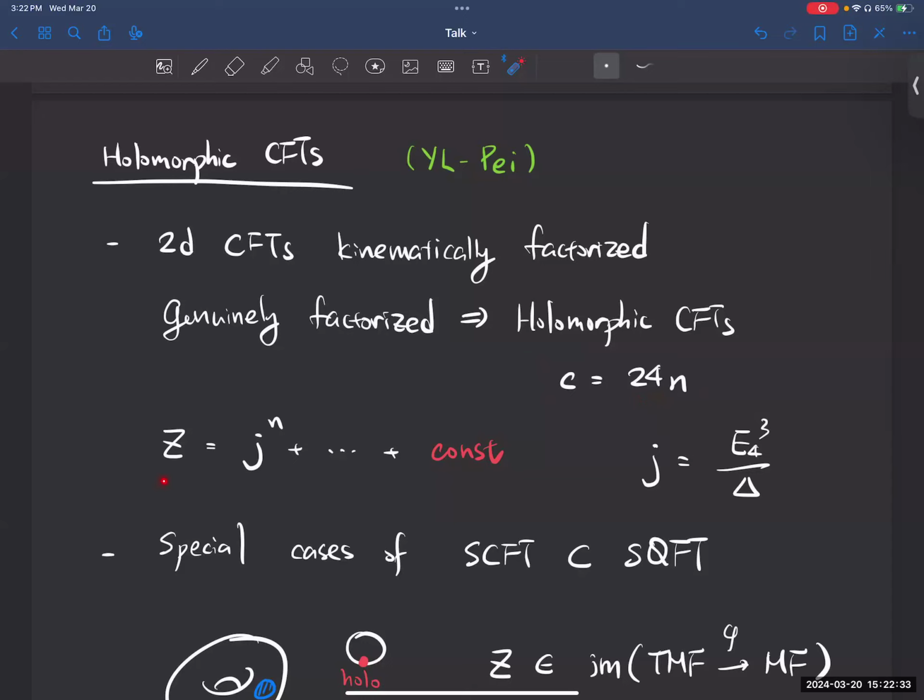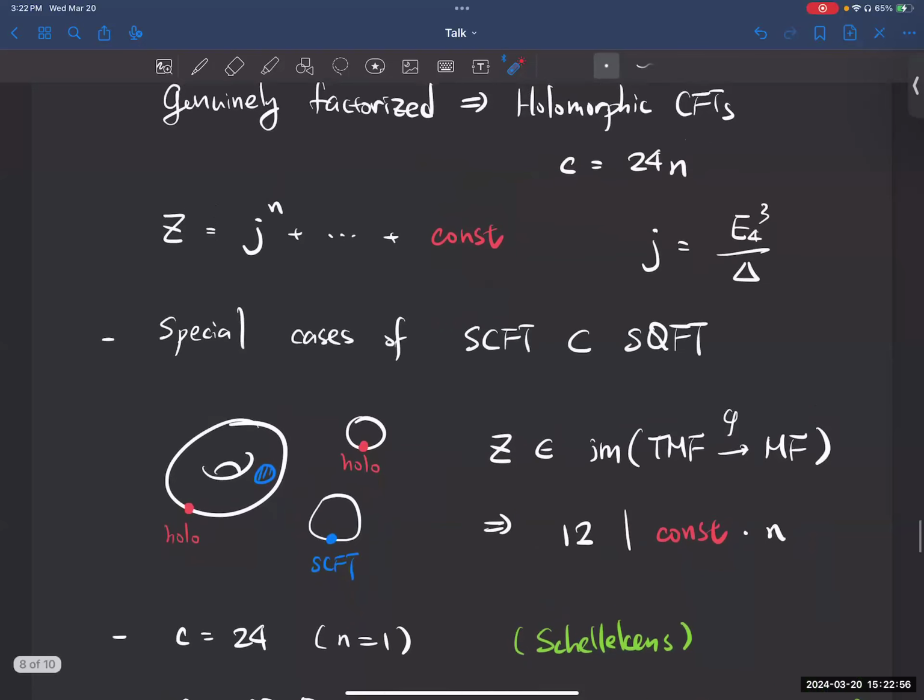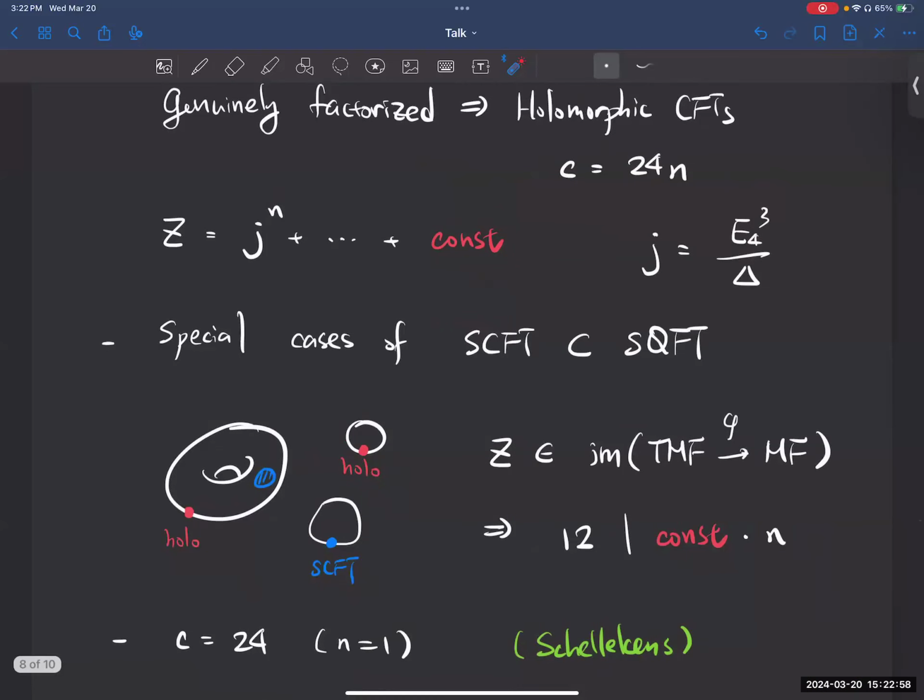By holomorphy, the partition function on a torus has to take the following form. There's this J function, which I think you're most likely familiar with, which is defined this way. And it's given by J to the nth power plus dot, dot, dot, so J to the n minus 1 with some coefficient, all the way to the constant coefficient. So it depends on finitely many coefficients.